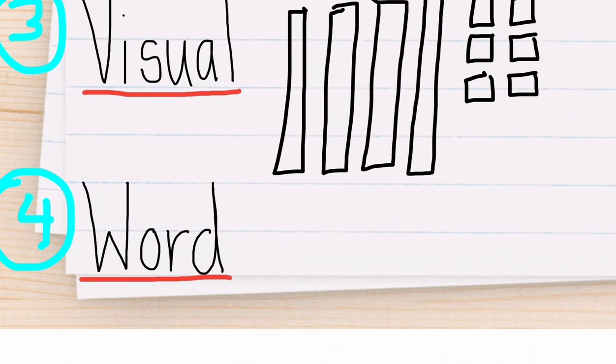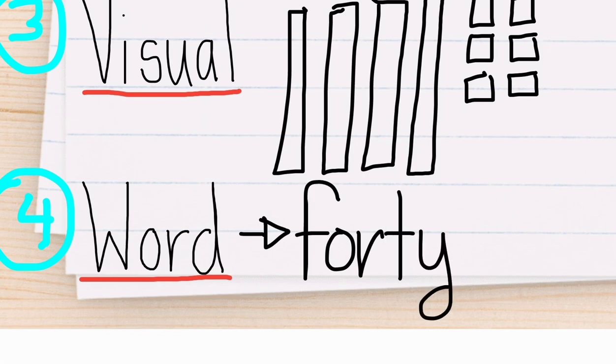Now the last form you might see will be word form. Word form is how you would write it out, maybe on a check, or you might see it in a book. You would write out the number using words, no numbers. You write out the number 46.